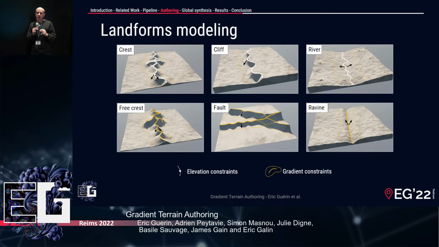Okay. Using now combinations of soft and hard constraints, it is convenient and effective to create landforms, archetypes such as crests, cliffs, rivers, faults, or ravines. Hard elevation constraints are crucial, in particular for riverbed landforms, where it is important to guarantee that the terrain has a consistent flow direction without sinks.